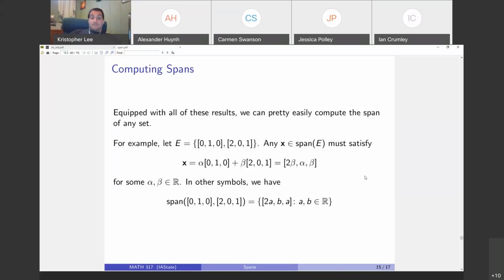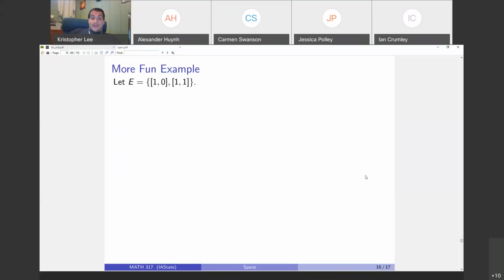All right. That being said, let's have some more fun with span to wrap things up. We still got about 4 minutes. So let's look at the following finite set, (1,0), (1,1). I claim the span of this is all of R2. And the language we use for this is that E spans R2. So if you ever see somebody saying this set spans this vector space, that means that the vector space can be written as a linear combination of things out of that set.